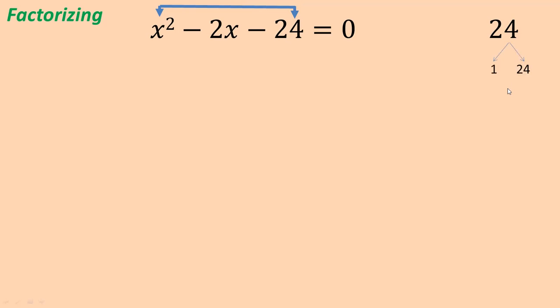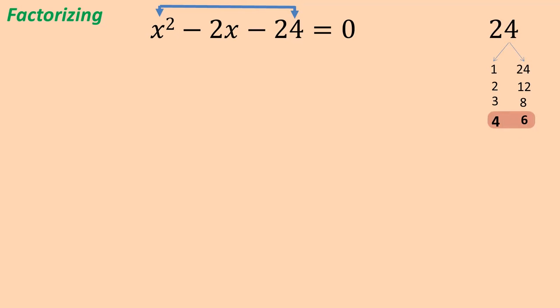For example, 1 multiply 24 is equal to 24, and 2 multiply 12 is equal to 24. In the same way, 3 multiply 8 is equal to 24, and 4 multiply 6 is equal to 24. Now here, which factors of 24, if you add or subtract, give the answer minus 2x? For example, 6 minus 4 is equal to 2.